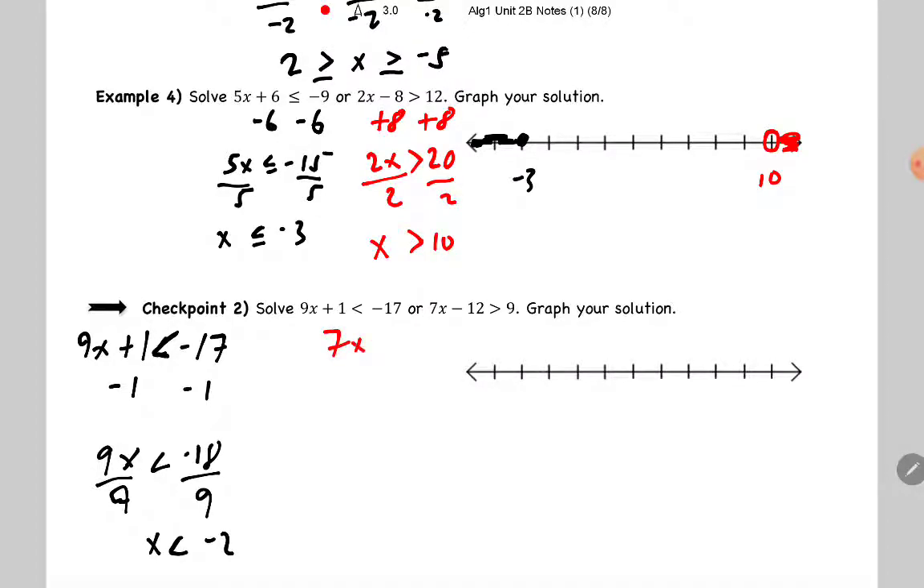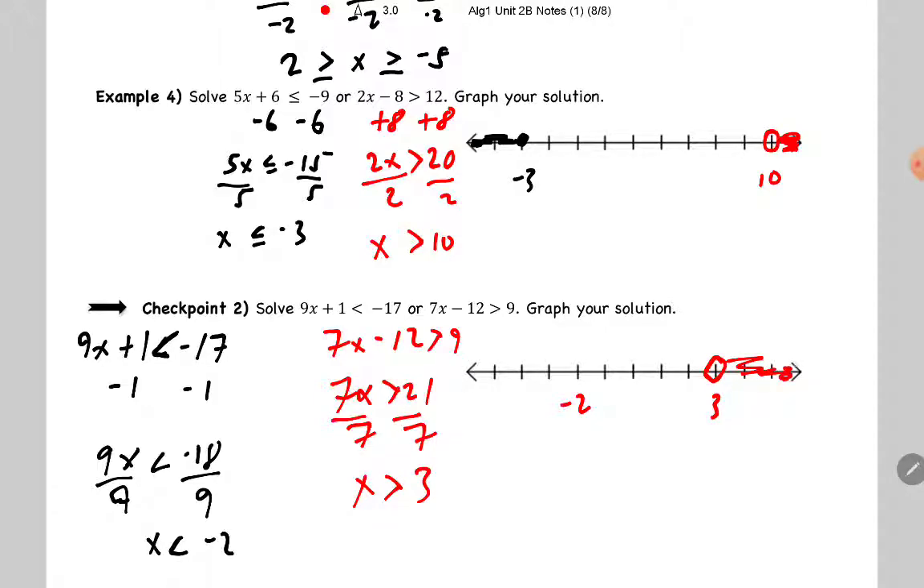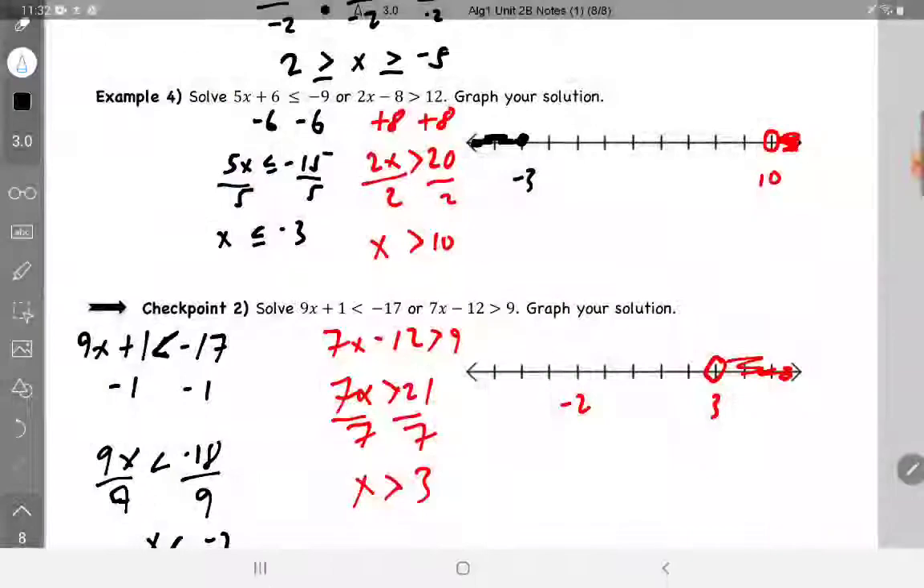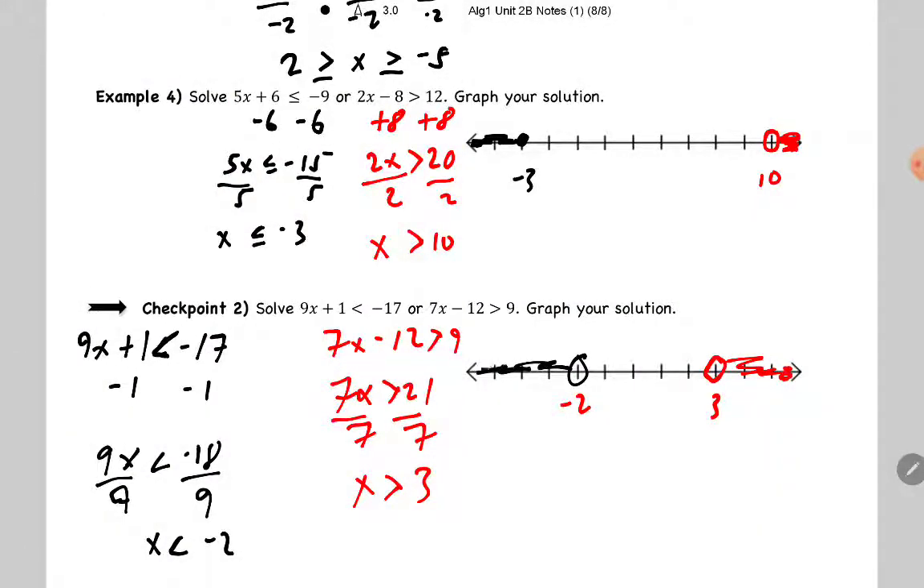So I have 7x minus 12 is greater than 9. So I have 7x is greater than 21. Divide by 7, divide by 7, x is greater than 3. Okay. So I'll have negative 2 here, negative 1, 0, 1, 2, 3, 3 over here. We have both open dots going in different directions.